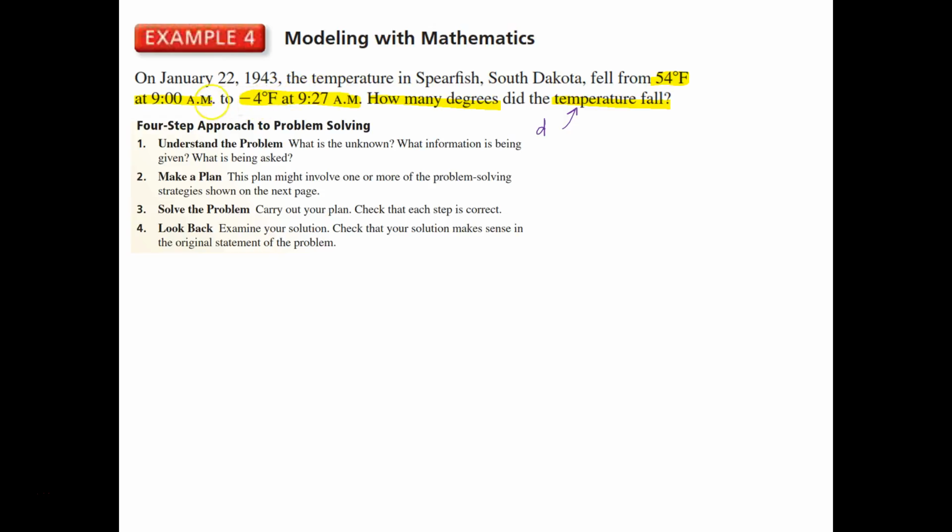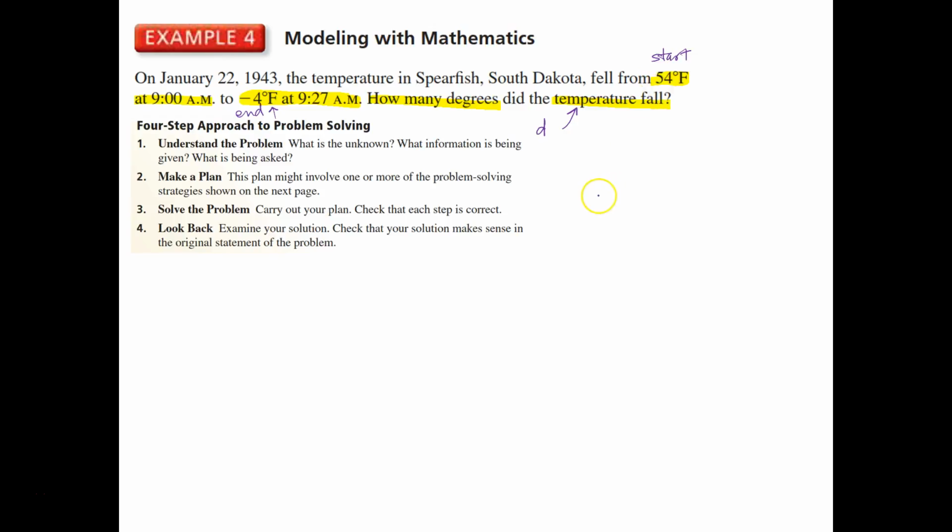What do we know? We know that it started at 54 degrees and then it ended at -4 degrees. We want to know how far it fell. So, how can we find out how far it fell?